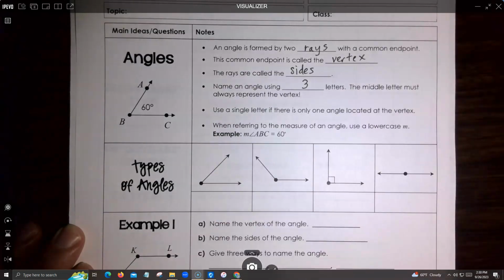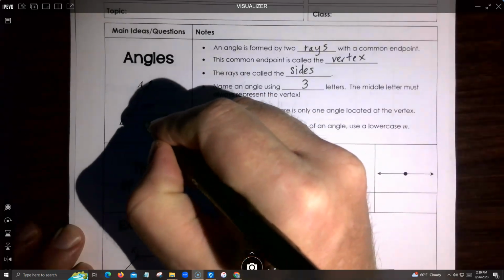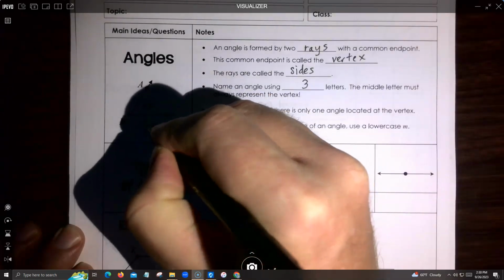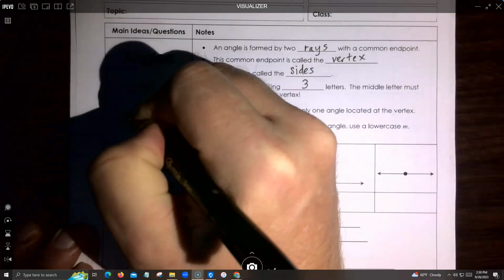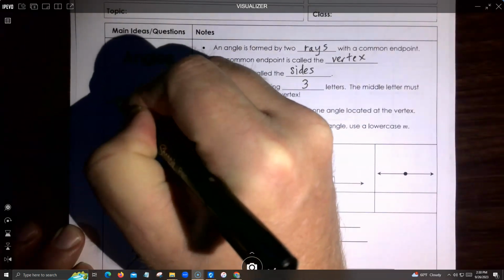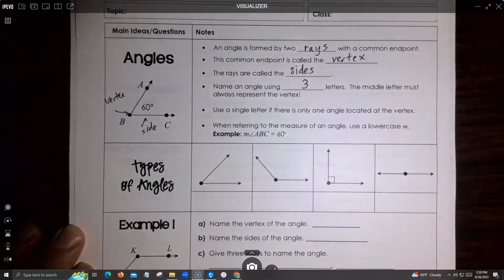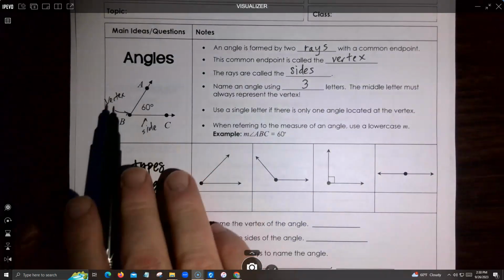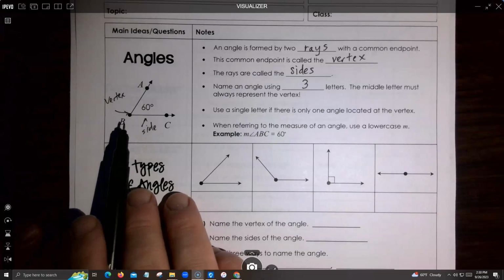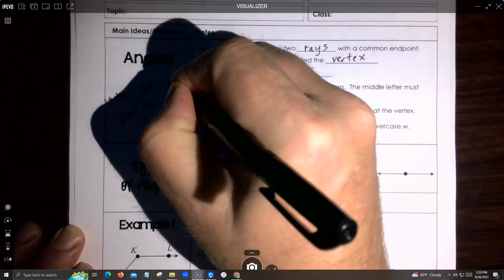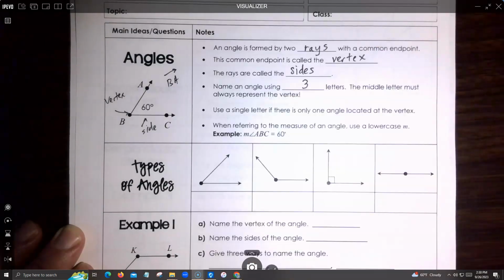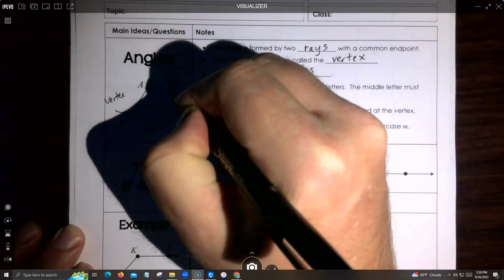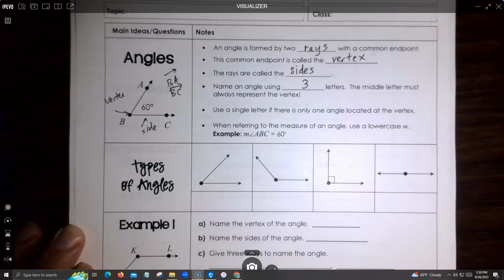And here's an example. If I were to label this, I would say these are called sides. Here's a side of an angle. This is called the vertex. Just so you know, these two rays are BA with a little ray symbol over the top, and BC, a little ray over the top.